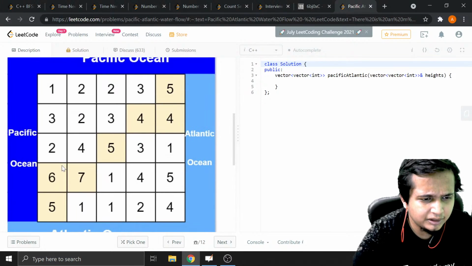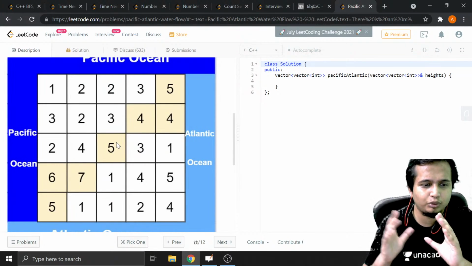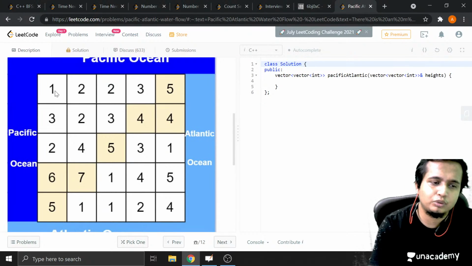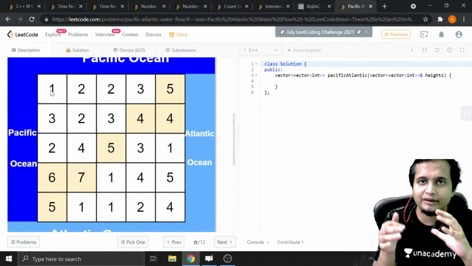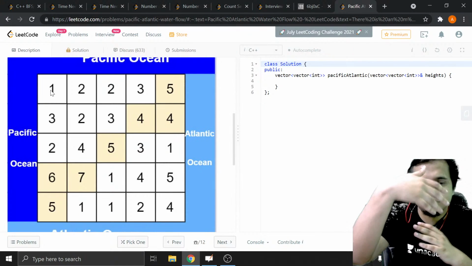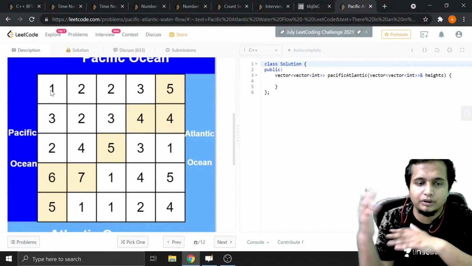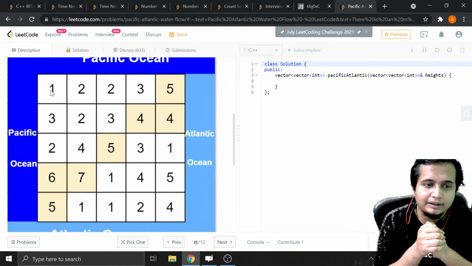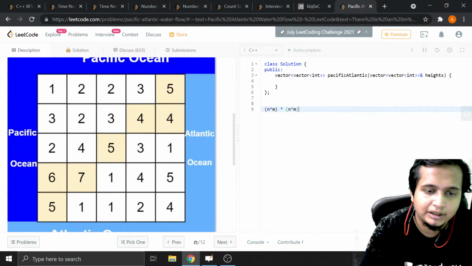Okay, so I think we can just do a DFS. The basic approach that I can currently think of is we can do BFS from all of the nodes. So we can do BFS from one, and we would only be going to those cells whose height is greater than or equal to the height that we are currently at. Okay, and we can just check if we reach the top and left boundary. If we reach that, then yeah, we can reach the Pacific Ocean. If we reach the right and the bottom boundary, then we can reach the Atlantic Ocean. But I think the time complexity would not be very nice. So if you apply DFS for every cell, there are n cross m cells, and DFS would again take n cross m.